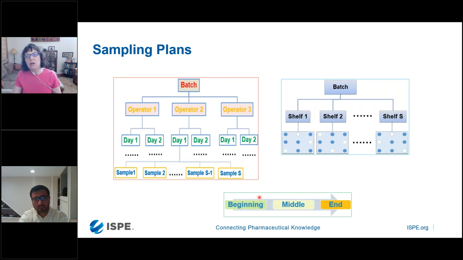And finally, another simple example is we may test the beginning, middle, and end of a batch, or we may have 20 time locations across a batch. We may have beginning, middle, and end. We may have top, middle, and bottom. The point here is you identify the sampling plan that addresses potential sources of variability. You gather data so that you can understand that variability within a batch.